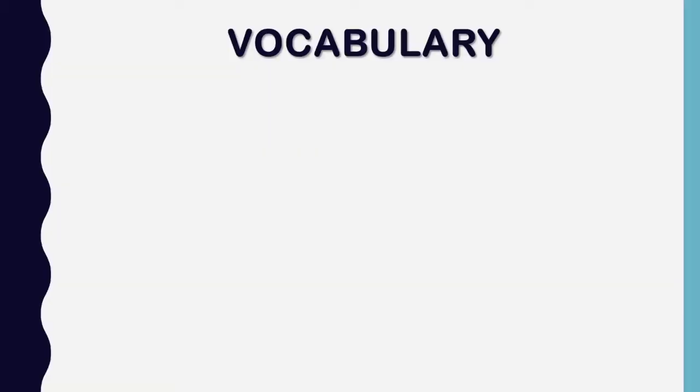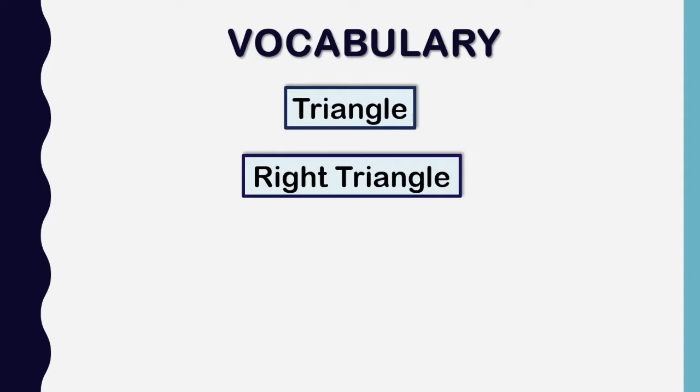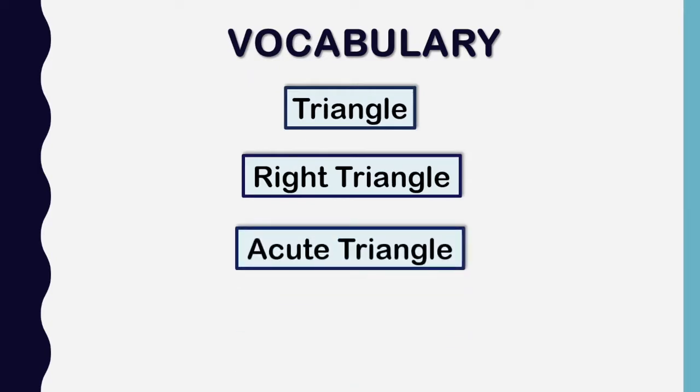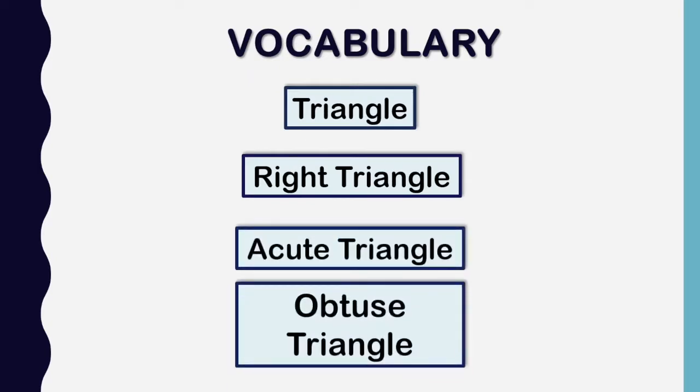The vocabulary we're going to go over today are triangle, right triangle, acute triangle, and obtuse triangle.